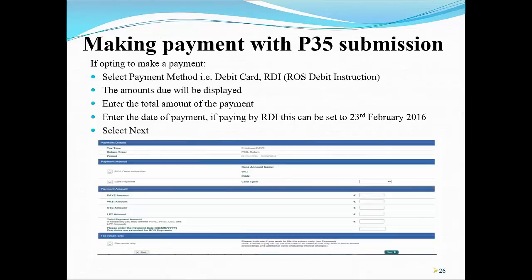Okay. So if you're making a payment with the P35 submission, you would select your payment method. So this is your RDI, your ROS debit instruction, or a debit card. So the amounts due will be displayed. You enter the total amount of the payment. You enter the date of the payment, and if paying by ROS debit instruction, this can be set to the 23rd of February 2016, and then select Next.